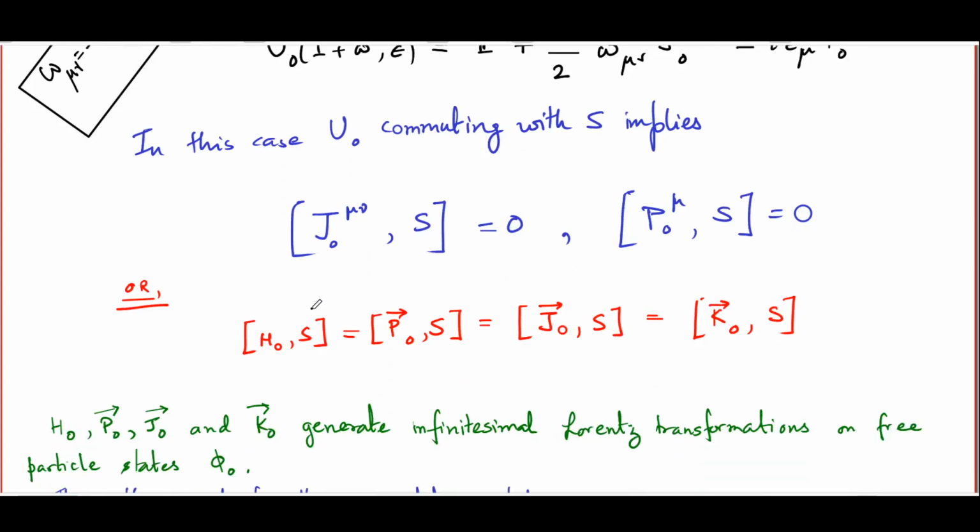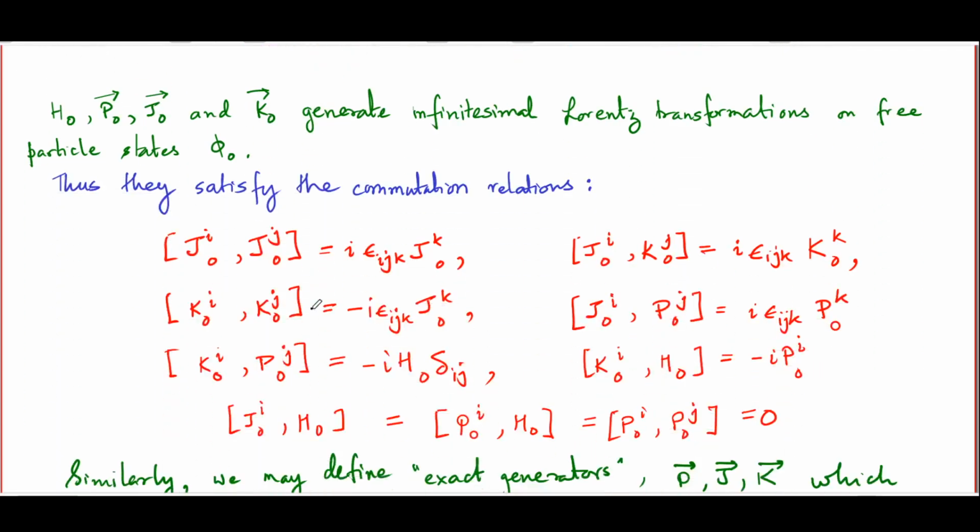Now, the fact that H0, P0, J0 and K0 generate infinitesimal Poincare transformations on free particle states immediately tells us that they must satisfy a bunch of commutation relations. This Lorentz here should really be Poincare, but very often we will sort of interchange the two terms. Anyway, the commutation relations which these 10 operators obey among themselves should be very familiar. These, of course, are the standard angular momentum commutation relations which are valid even in non-relativistic quantum mechanics. This one and this one essentially just say that the boost operators and the momentum operators form a vector.